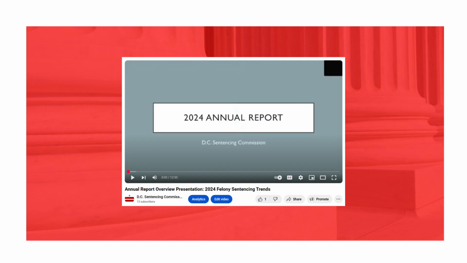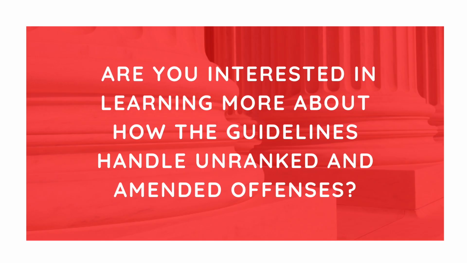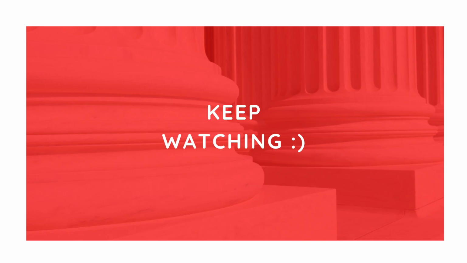In our previous video, the agency provided a high-level overview of 2024 adult felony sentencing trends observed in its 2024 annual report. If you're interested in learning more about how the guidelines handle unranked and amended offenses, keep watching.